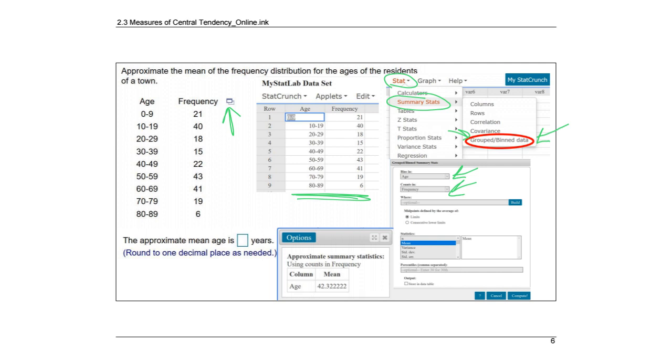Then we'll come down here and click mean. If they wanted something else, we would click that also. But for this problem, they only want mean. So we'll click mean, we'll hit compute, and look at that. It did all that work for us.